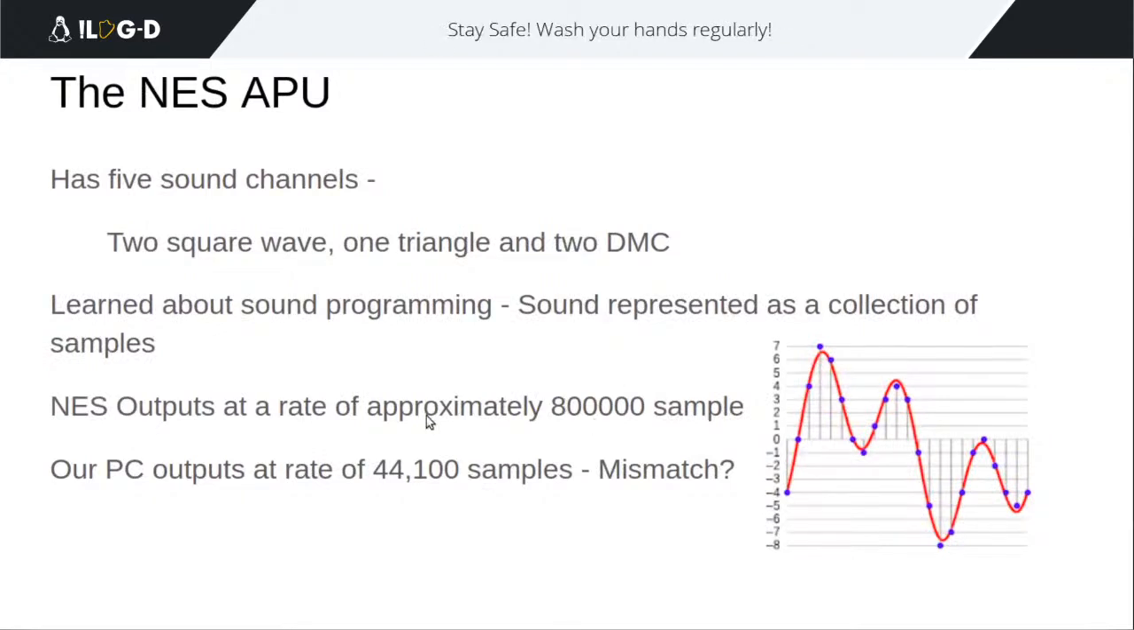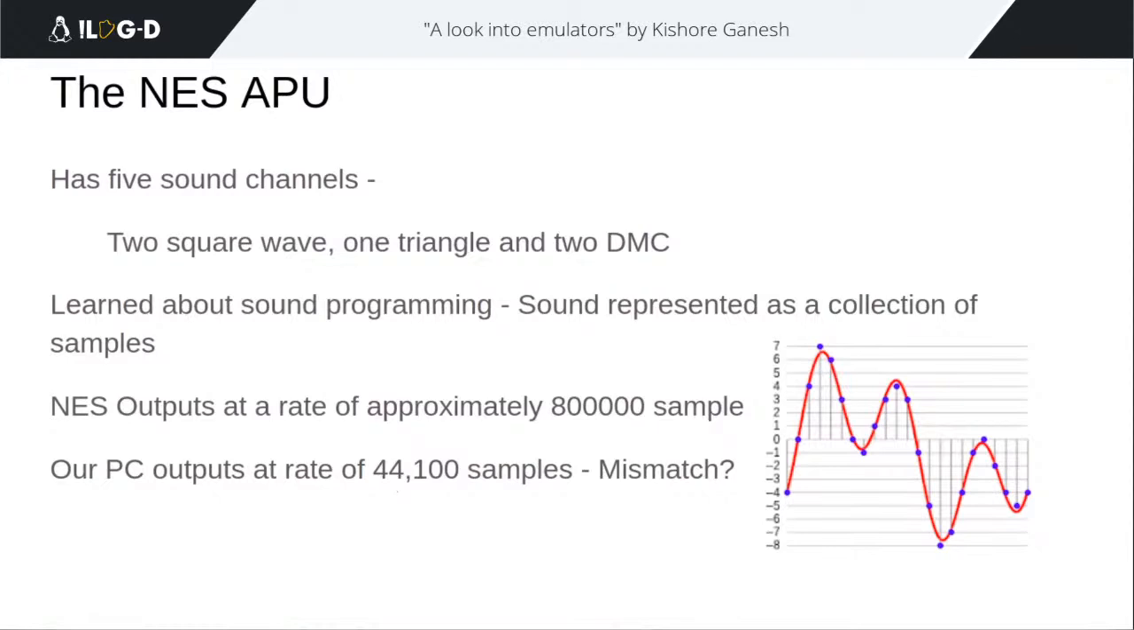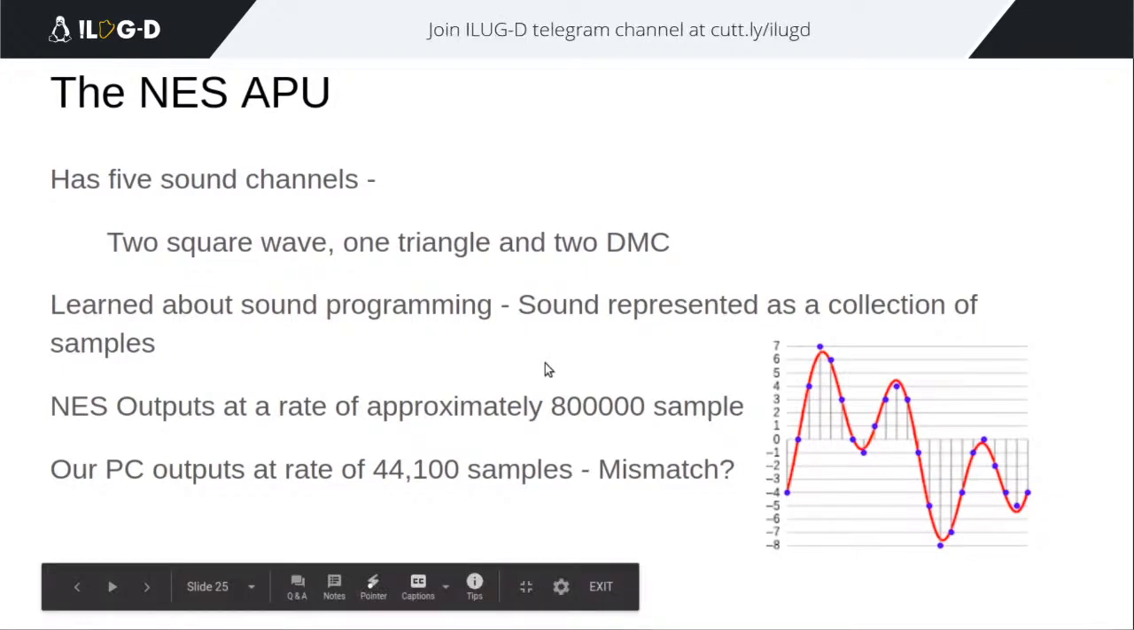But anyways, one of the challenges that you will face when making an emulator is that the NES outputs at 800,000 samples per second. But our PC audio card supports only 44,100 samples per second. It may take 48,000 samples, it may take 80,000 samples, but 800,000 samples is just too high. It's not able to support that. So what you do is you actually take every 20th sample. So by that, you reduce the number of samples from 800,000 to 40,000 samples, right?